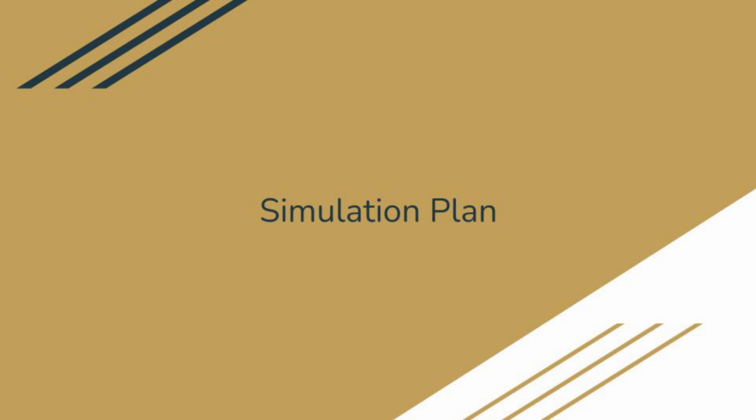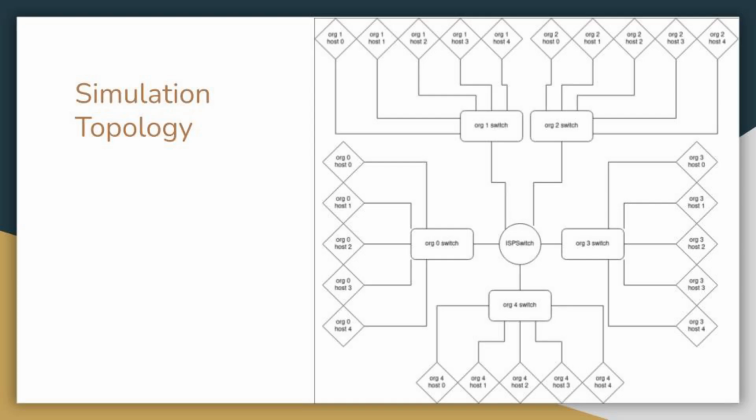So, to move into our simulation plan, we are going to simulate an entire ISP worth of network on a smaller scale in Mininet. You can see the topology that we chose on the right. There are 5 organizations, each with 5 hosts, all connected to a central ISP node. This simulates, as I said before, an entire ISP at a much smaller scale.